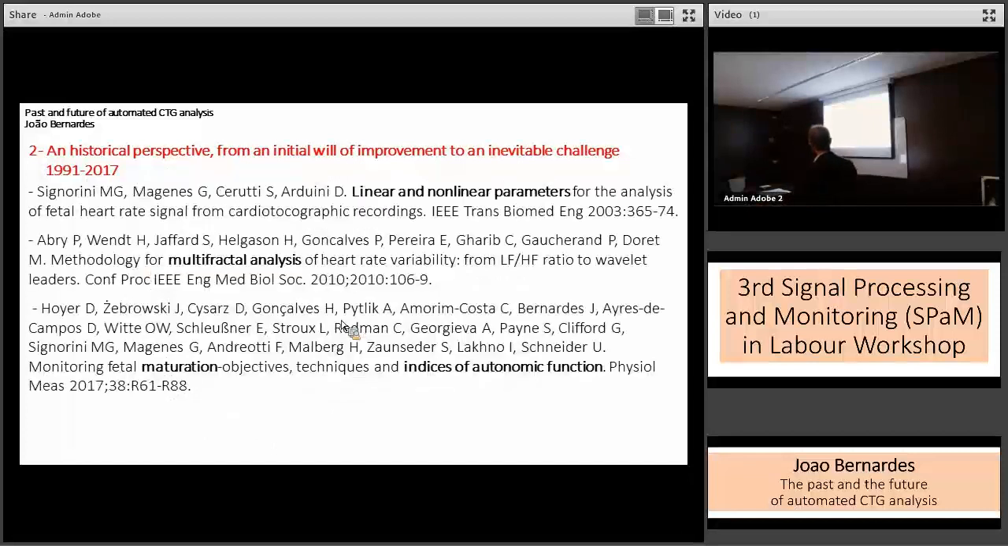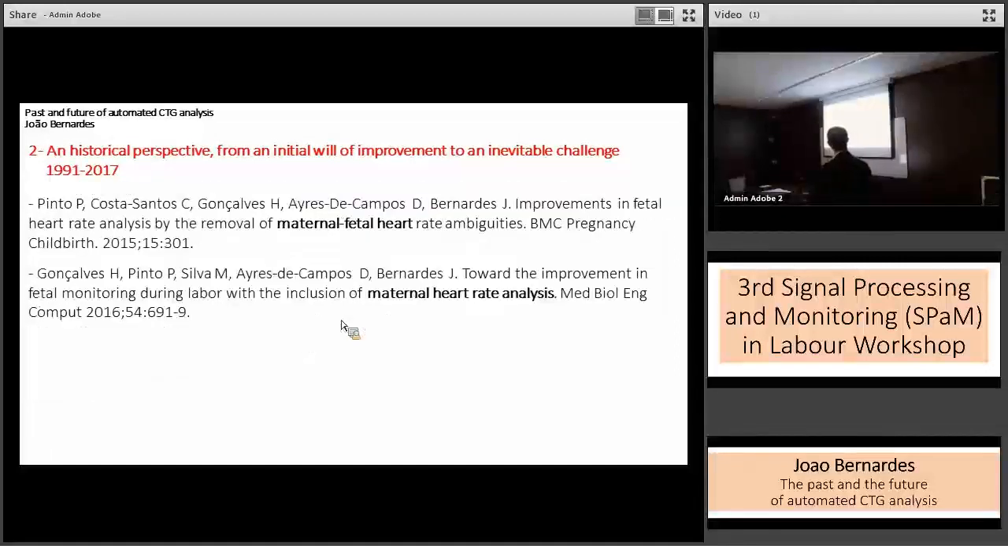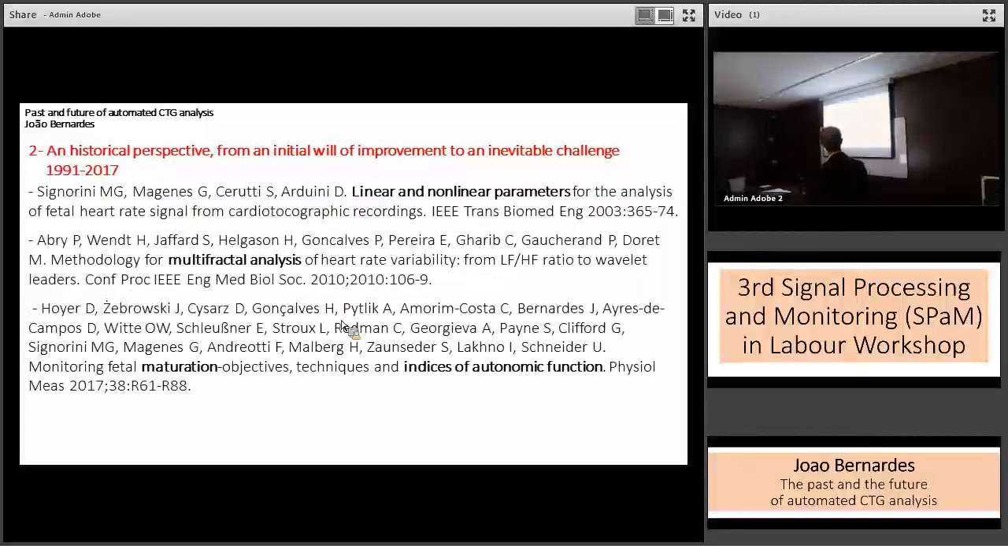Okay, other examples. Many of these authors are here, and I decided to bring this reference, but I could have slides and slides with different references. I'm sorry if I'm unfair to any group. I tried just to exemplify that during this time, other methods, non-traditional methods, had been developed and were the focus of research. So here, linear and non-linear parameters, here multifractal analysis, here indices of autonomic function, multimodal and multivariate approaches, and so on and so on and so on.